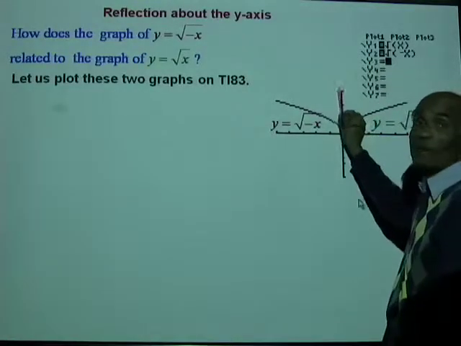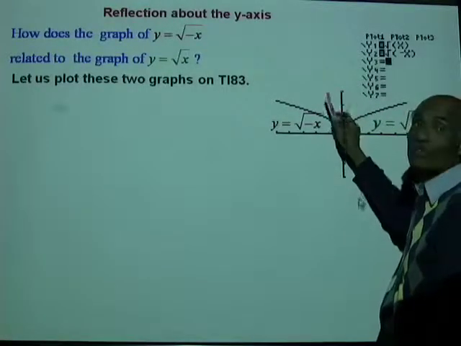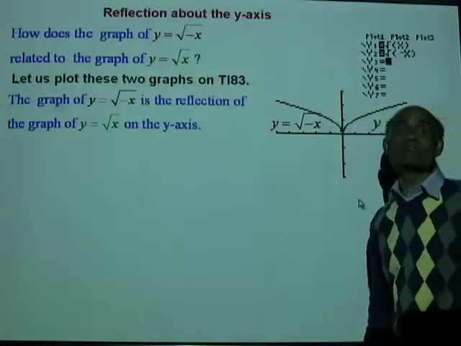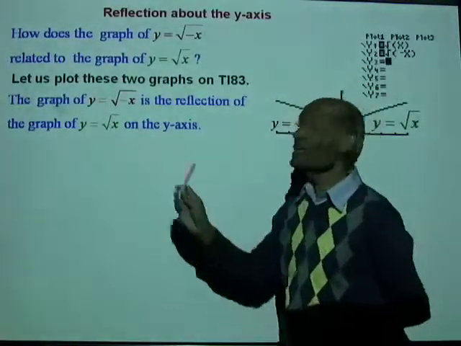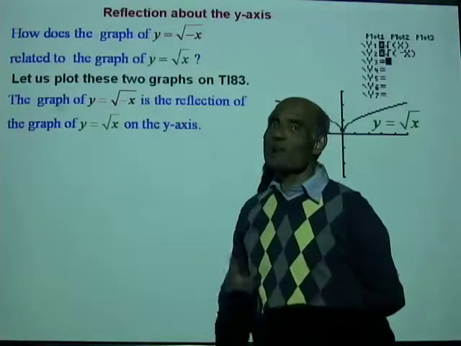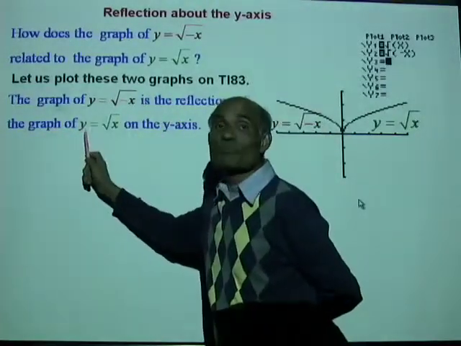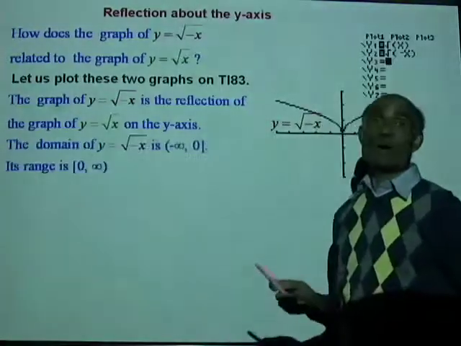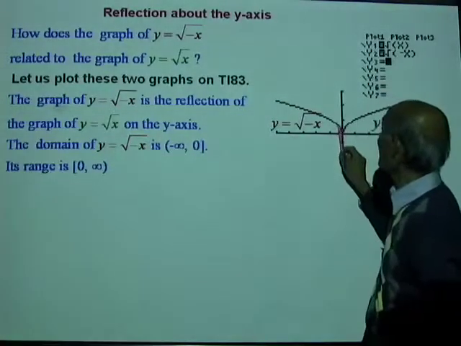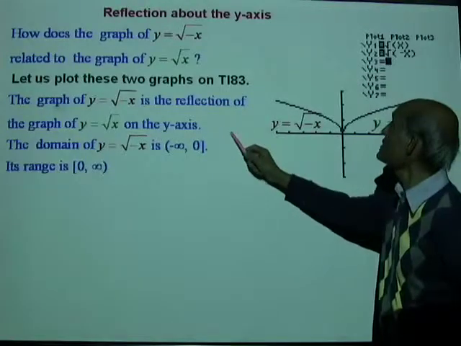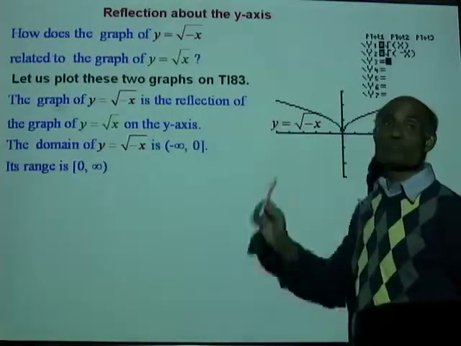Look at this. If you keep a mirror on the y-axis, the reflection of the graph of y equal to square root x will give you the graph of y equal to square root of negative x. I'm sorry, I made a mistake. The graph of y equal to square root negative x is the reflection of the graph of y equal to square root x on the y-axis. The domain of y equal to square root negative x. Now, what is the domain of this? The domain only contains the negative numbers, negative infinity to 0. And the range is 0 to infinity.